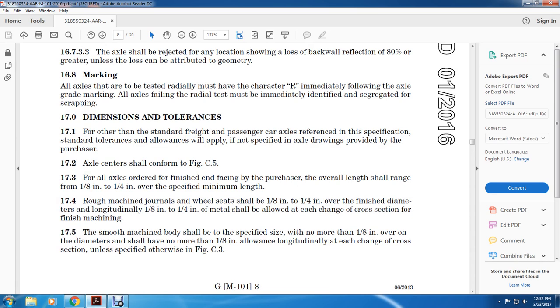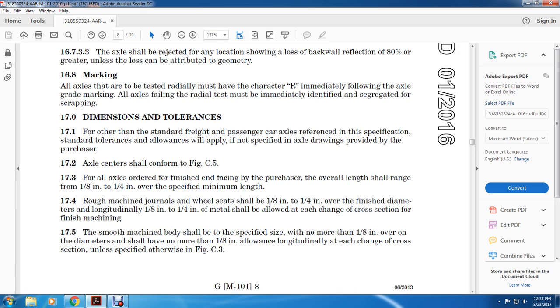Non-specified dimensions apply to the axle drawings provided by the purchaser. 17.2 Axle centers shall conform to figure C5. For axles ordered with finish-ending facing by the purchaser, the overall length shall range from 1/8 of an inch to 1/4 inch over the specified minimum length. Rough machine journals and wheel seating shall be 1/8 of an inch to 1/4 inch over the finished diameter, and longitudinally 1/8 of an inch to 1/4 inch.